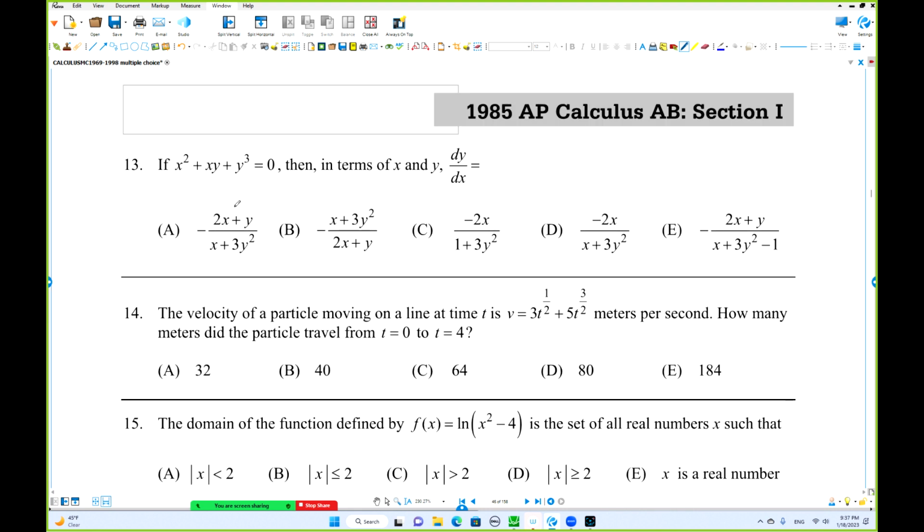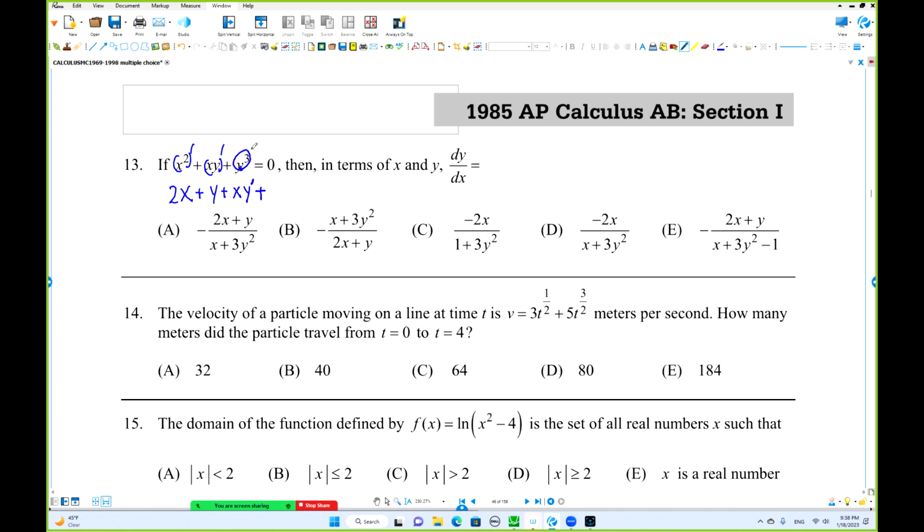Number 13. x and y are mixed up, so to take a derivative we need implicit differentiation. What is the derivative of x squared? 2x. The derivative of xy: first prime times y, the derivative of x is 1 times y, which is y. And x times the derivative of y, that is dy dx.